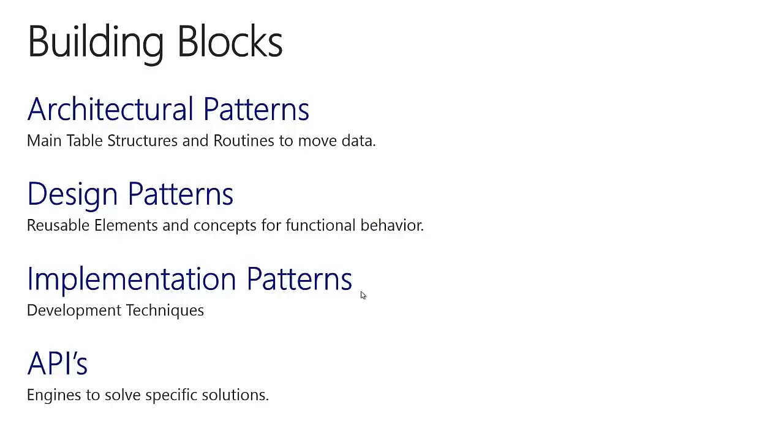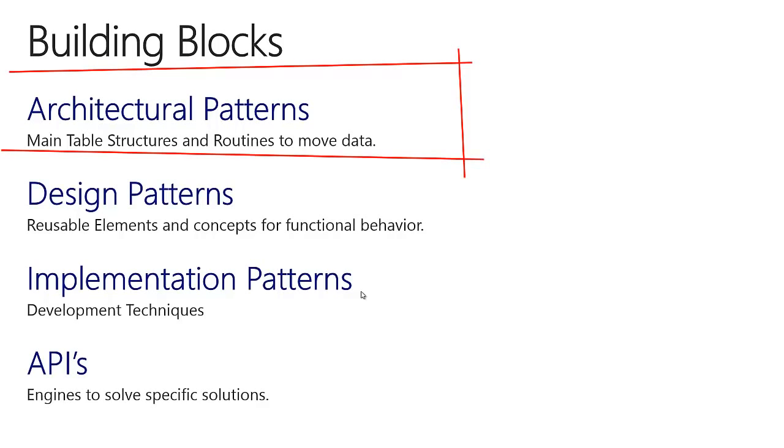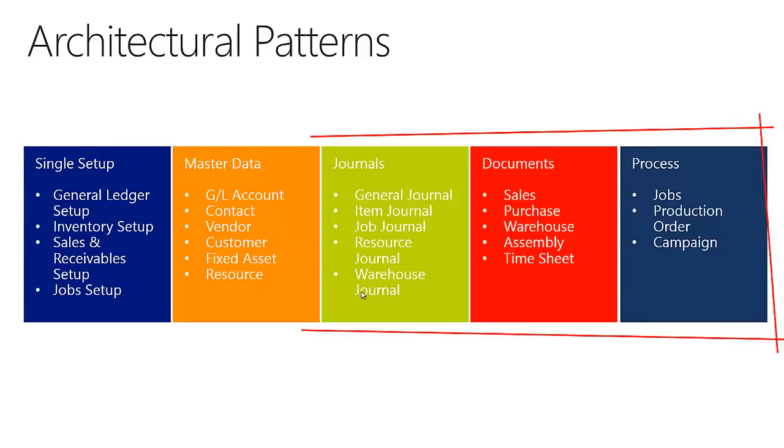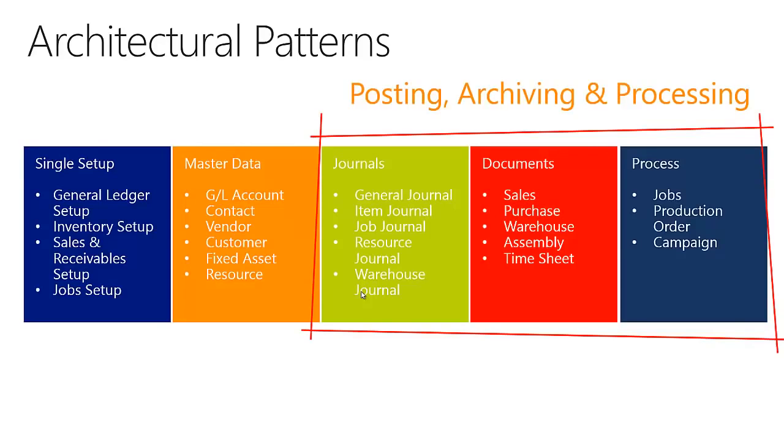Within this layered approach, there are a number of building blocks we can use, such as architectural patterns, design patterns, implementation patterns, and APIs. In this video we will explain the architectural patterns of Microsoft Dynamics NAV. There are a number of architectural patterns in the application, such as single setup, master data, journals, documents, and processes. Posting, archiving, and processing happen in the last 3 blocks.